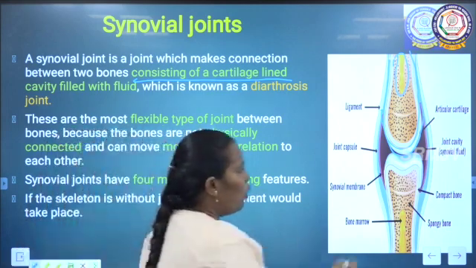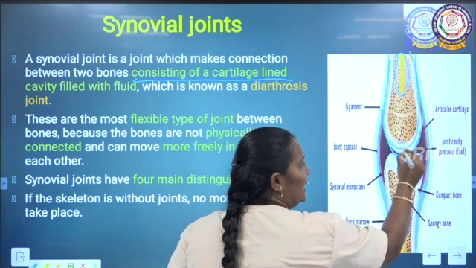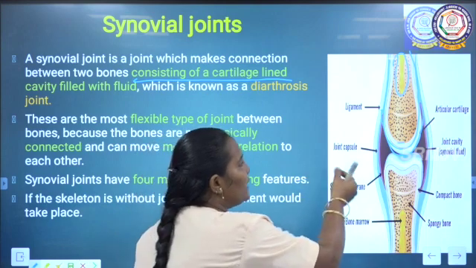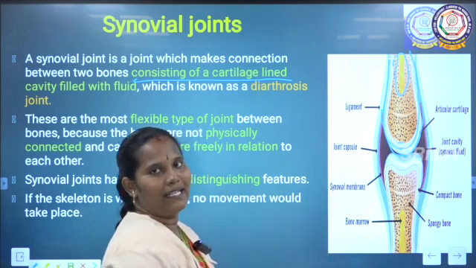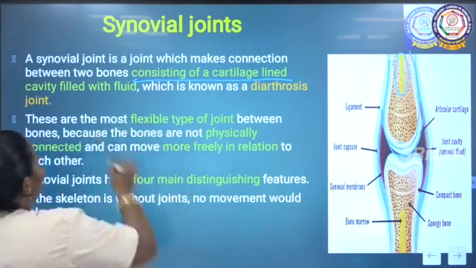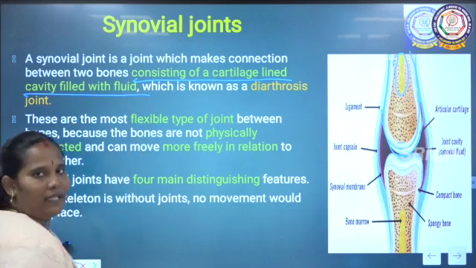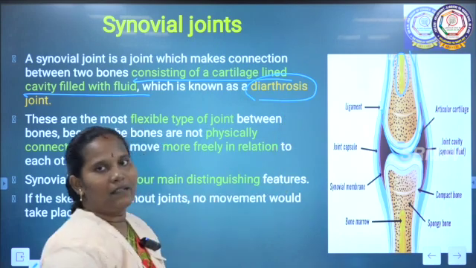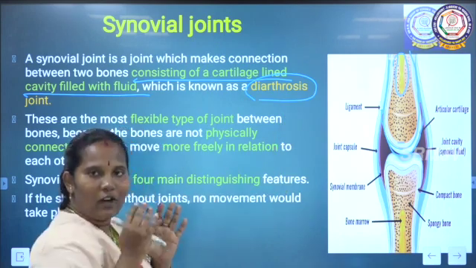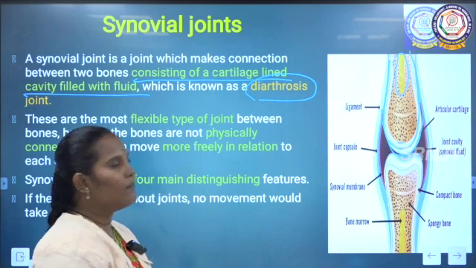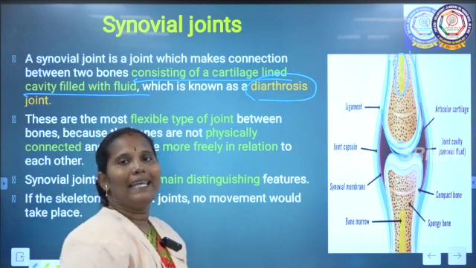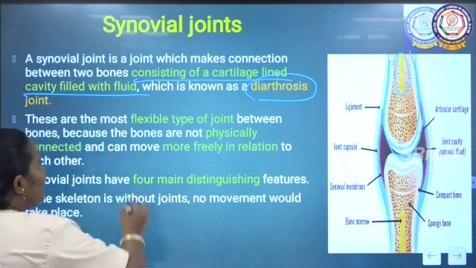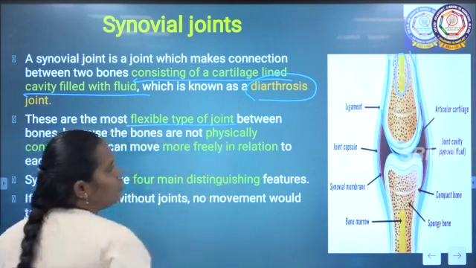In between the bone and the cartilage lining, there is some gap. Here a fluid fills this cartilage gap. The cavity filled with the fluid is called the diarthrosis. Actually, diarthrosis is one of the diseases. This disease is caused by the lack of this synovial fluid. Clear?